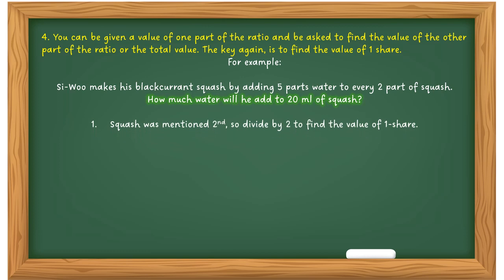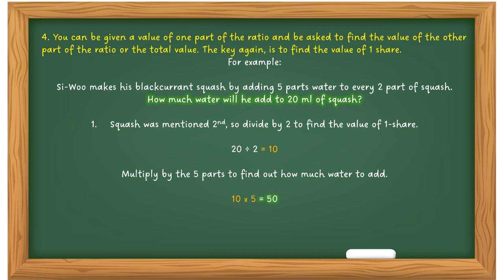Now the squash was mentioned second, so you divide by 2 to find the value of one share. So you take 20 mils, which is a value of 2 shares, and you divide it by 2, and that tells you the value of one part, one share, is 10. Then you multiply that by the 5 parts to find out how much water to add. So 10 times 5 is 50, therefore 50 mils of water is needed to add to the 20 at a ratio of 5 to 2.